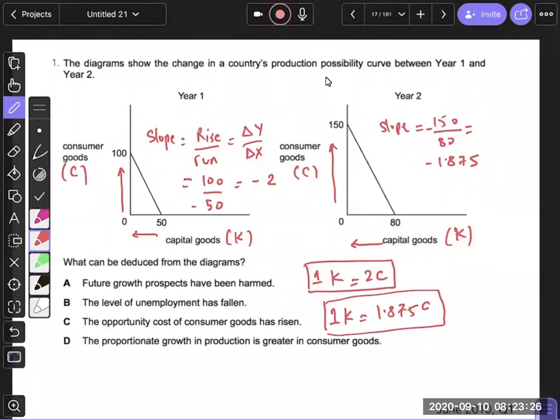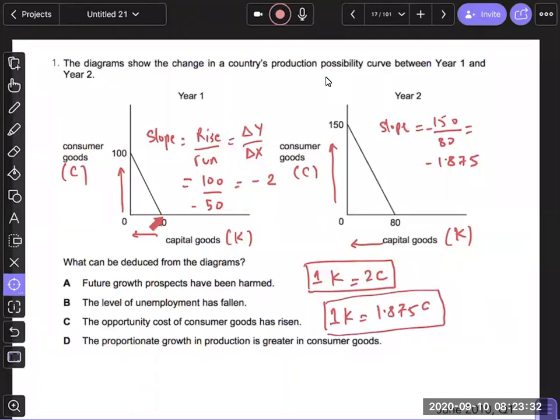Why is it minus? Minus because if you're going from here to here, slope is negative anyway. So when you go from here to here, rise is positive 100 and run is minus 50. You had 50 of capital goods, now you have 0 of capital goods. So that's why I said minus 50. Got it? So for every capital good, can I say my opportunity cost is decreasing? For every one capital good, it was 2 consumer goods. Now it's 1.875. Can I say that?